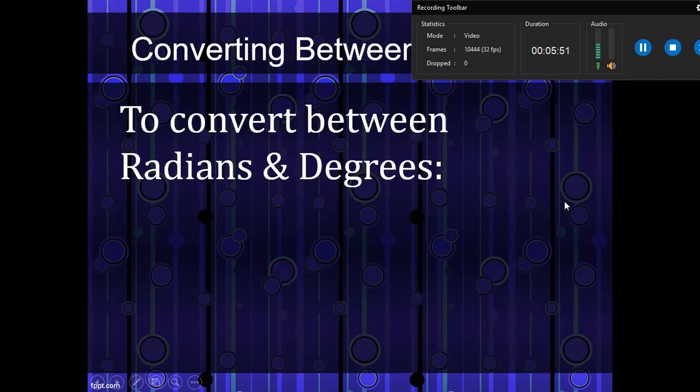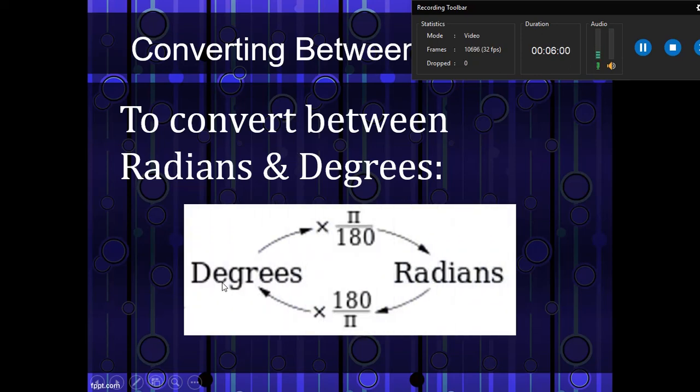So what we want to do is convert between radian measure and degree measure. It's actually pretty simple. So if you're provided a measure in degrees, you're going to follow the path. We're going to multiply by pi over 180, and that will produce a radian measure. If you have a radian measure, we're going to follow the arrows, multiply by 180 over pi, and that will give you a measure in degrees. So the calculations are pretty simple.